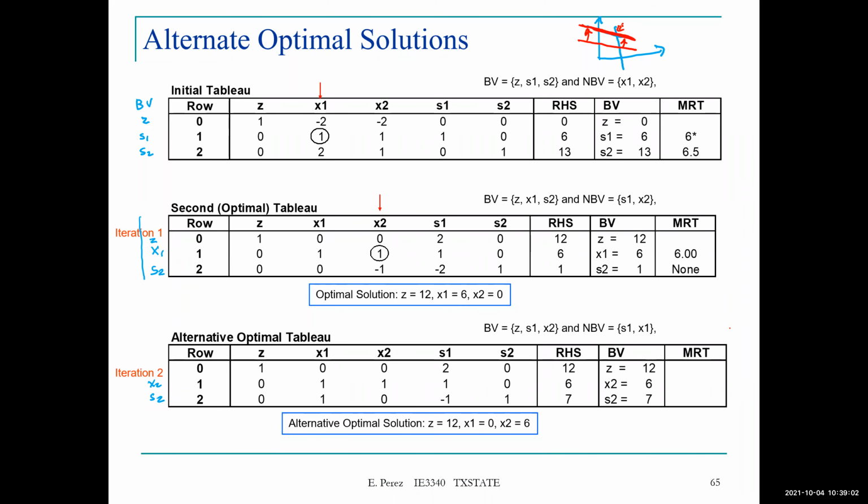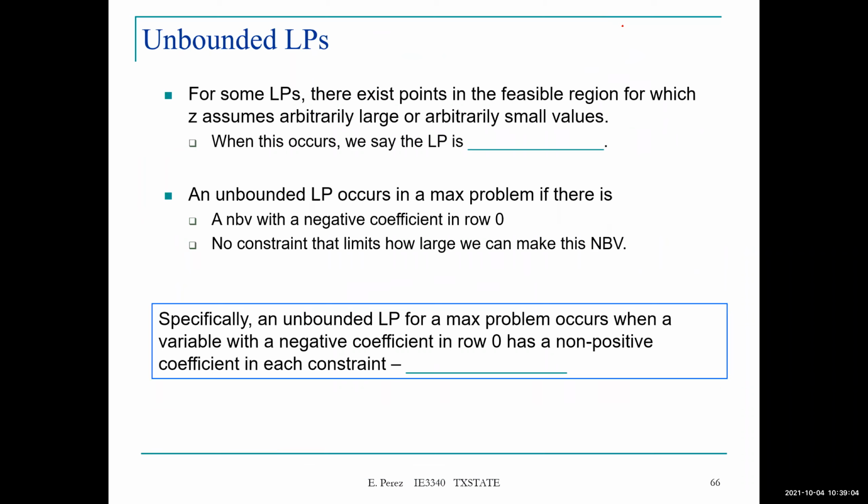Alternative optimal solution, same solution. Unbound: for some LP, there exist points in the feasible region for which Z assumes arbitrarily large or arbitrarily small values. When this occurs, we say the LP is unbound.